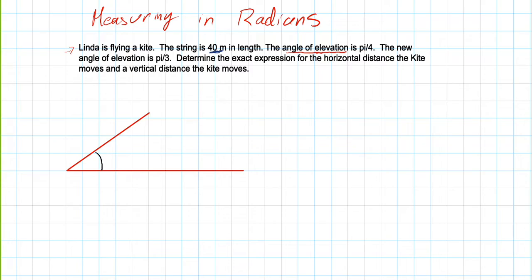We know that if this is the kite, I'll do my best to draw a nice kite here. Ooh, that didn't turn out so well. Oh yeah, we'll make a little 3D. Oh wow, that turned out way better than I thought. Okay, we got our kite. It's 40 meters in length, so that's important for us. Angle of elevation is pi over 4.